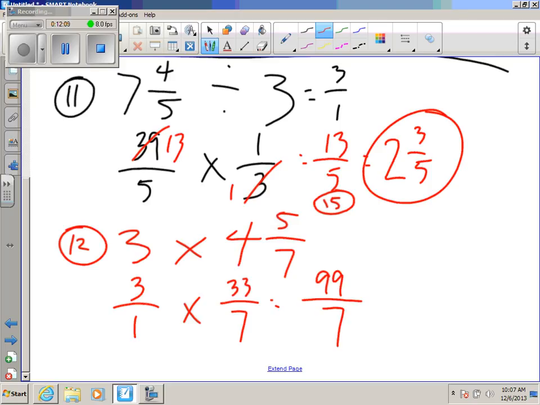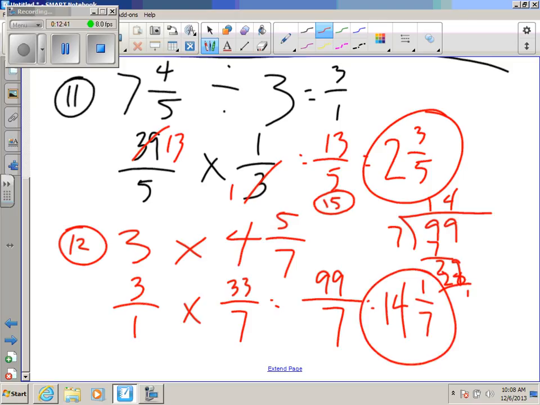99 divided by 7. Now, some of you will get to this and you'll just stare at it. Don't just stare at it. If you don't know, what should you do? Well, can we just set it up? I mean, essentially, that's what we're finding out, right? How many times does 7 go into 99? So 1, and 7 into 29 is 14. And that gives us 14, 1/7. Close enough to 15 where I'm not going to sweat about it too much.